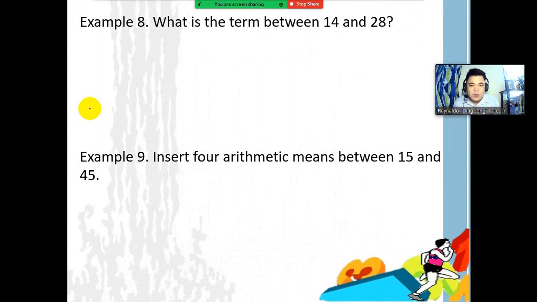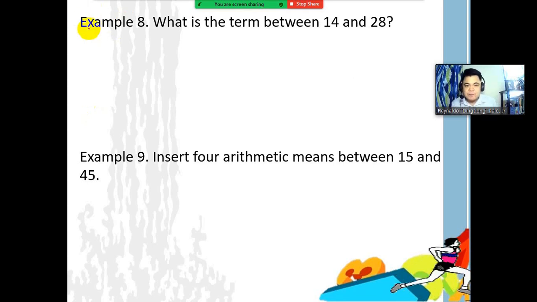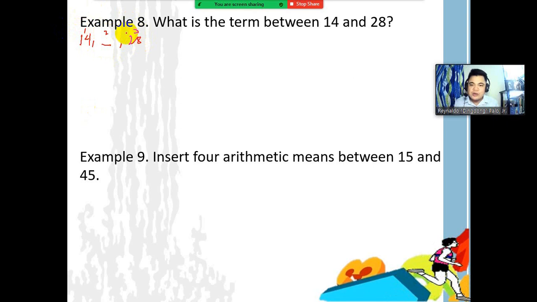Example 8. What is the term between 14 and 28? As you can see, we are only looking for the single mean between 14 and 28. So we have to count the terms: 1, 2, 3. Teacher, how are we going to solve for the mean?